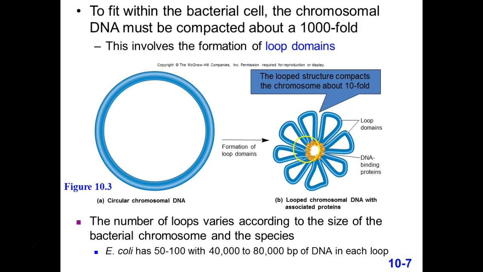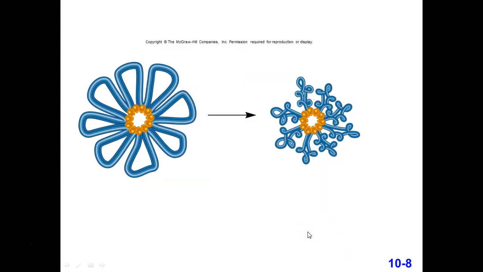So for an example, E. coli has about 50 to 100 of these loops. And within each loop, there's about 40,000 to 80,000 base pairs. So we're talking about A's, G's, T's, C's, right, within each one of those loops. And of course, this is going to vary from species to species depending on how much they have.